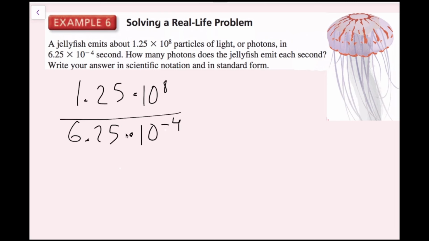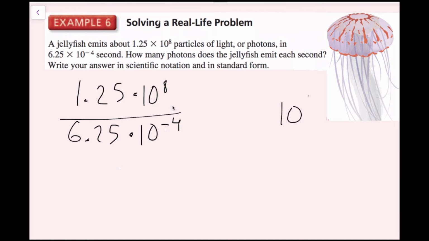So I'm just going to break these up. I'm just going to do 10 to the 8th and 10 to the negative 4th because I have the same base here. They have the same base, so that means I can subtract their exponents. So this is going to be 10 to the 8 minus negative 4, but 8 minus negative 4, that's the same as 8 plus 4. So this exponent is going to be 10 to the 12th power.